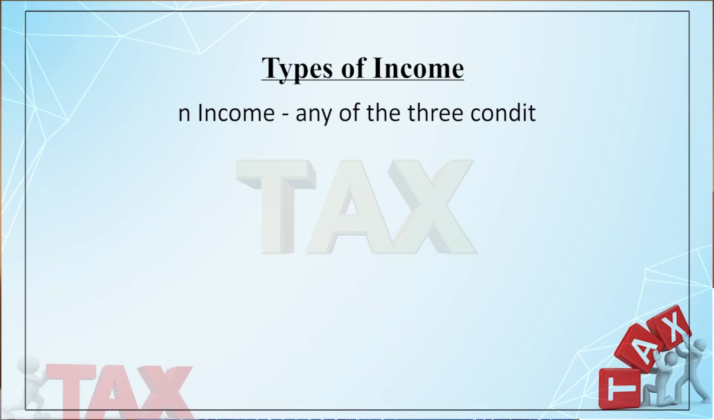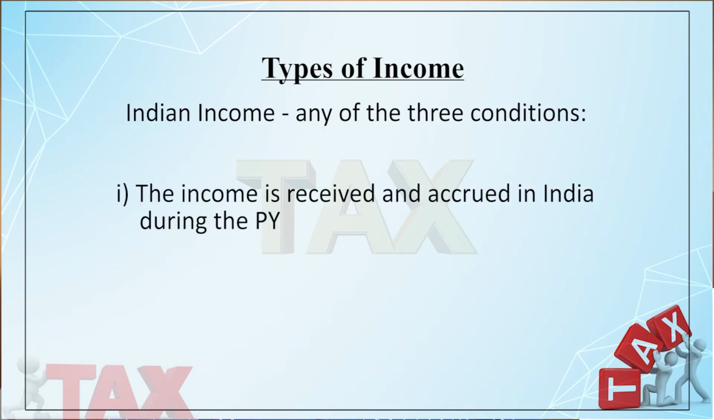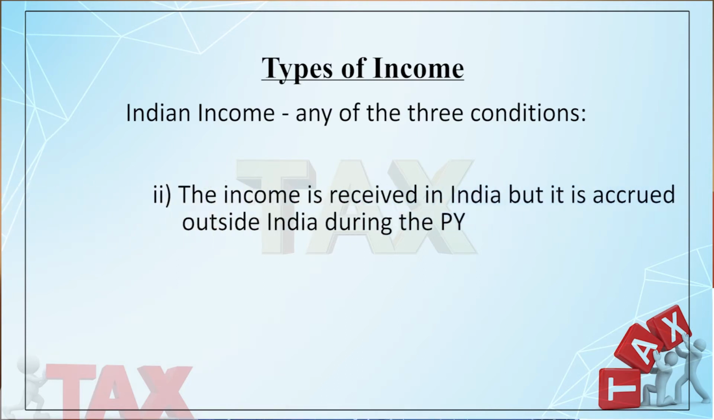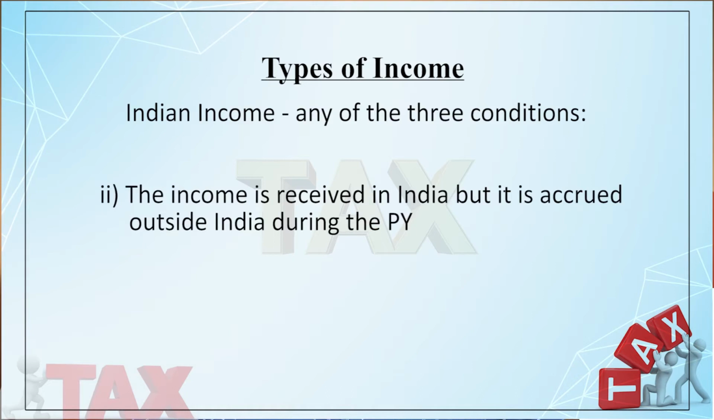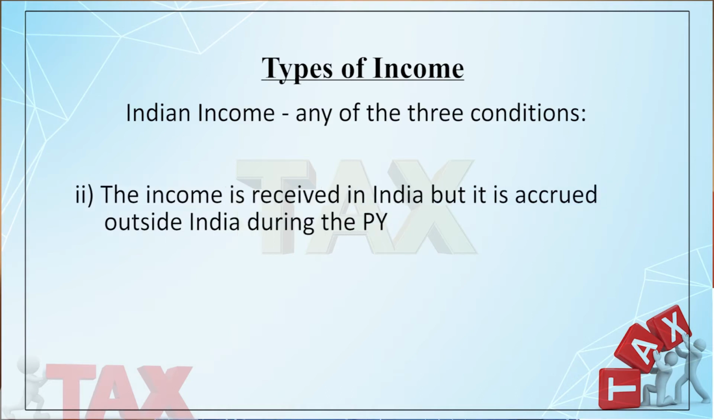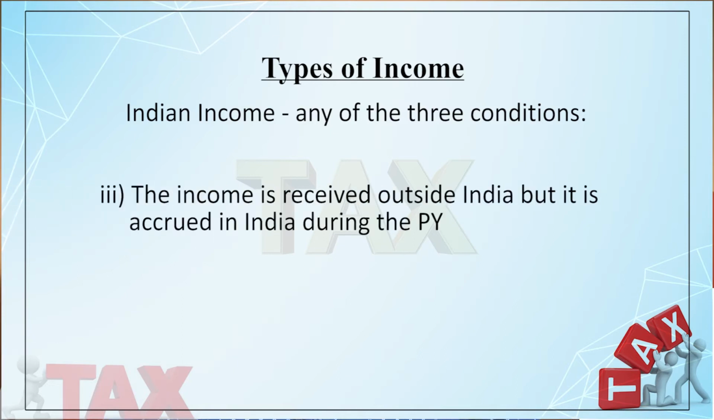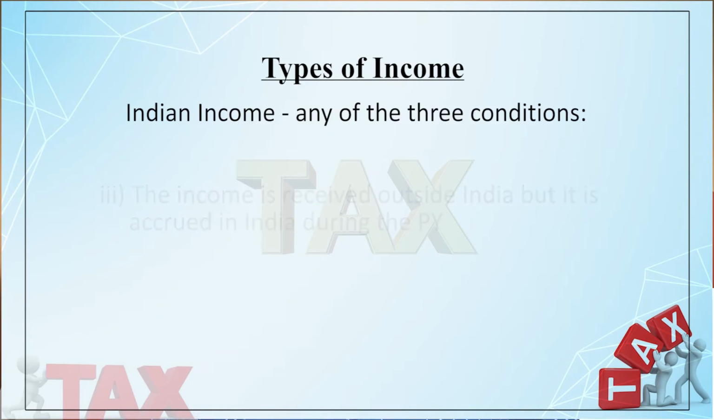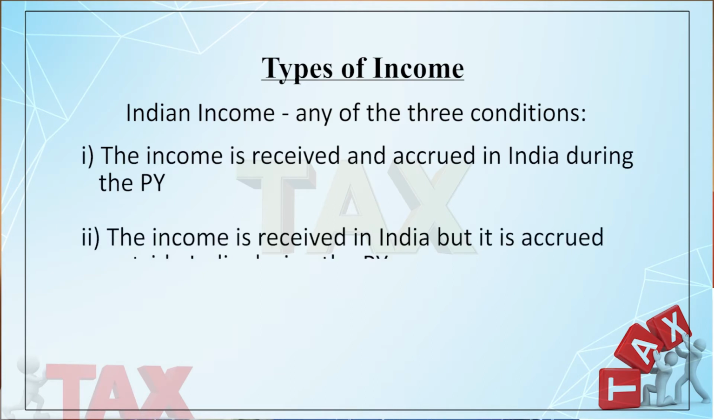What is Indian income? The income which is received and accrued in India during the previous year, or deemed to be received and deemed to be accrued in India. Number one. Number two, the income is received in India or deemed to be received in India, but it is accrued outside India during the previous year. Or the income is received outside India, but it is accrued or deemed to be accrued in India during the previous year. So, you have to check these three conditions.